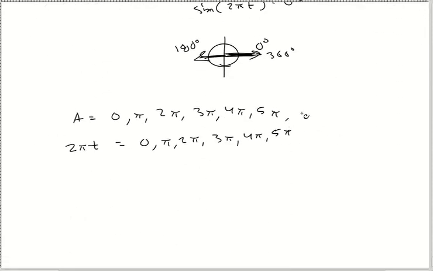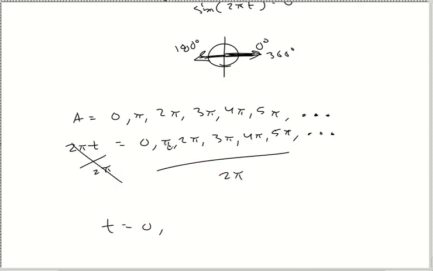So I went really far out here. Same thing, I just keep going till whatever. And then I'm going to divide by the 2 pi on both sides. So 0 over 2 pi is 0. Notice the pi's are going to cancel, leaving a 1/2. I got a 1. I got 3 halves. And you can start to see the pattern as you keep going: 2, 5 halves, 3, 7 halves, and so on.